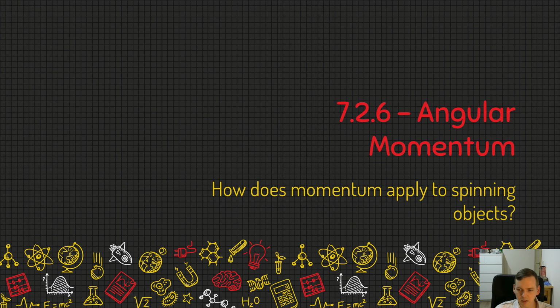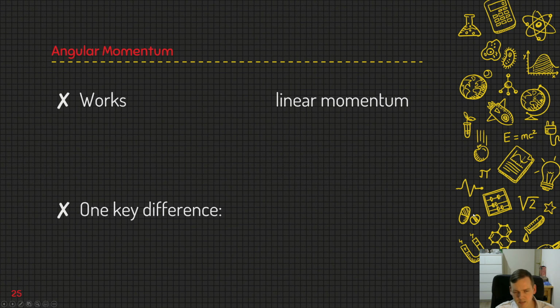The last thing we want to look at here is angular momentum. And by now you might have sensed a pattern. This works very similarly to linear momentum. But there's one key difference.